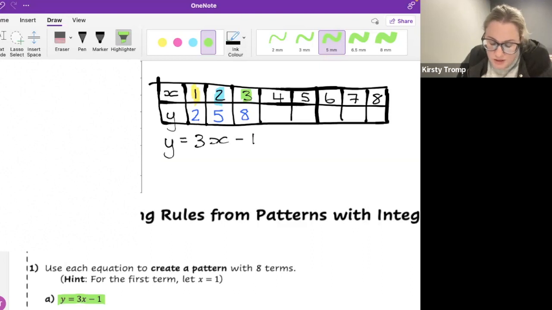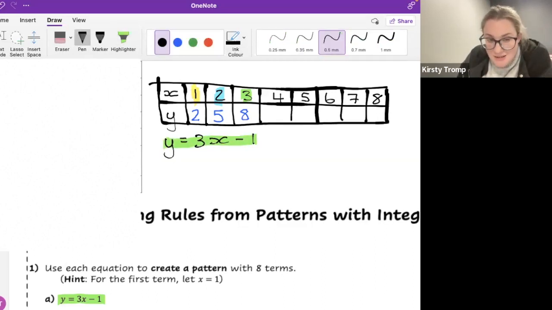No problem, Mufaro. Does it make sense that y is equal to 3x minus 1? That's what they gave you. Can you see that? Yes, ma'am. Okay, so what's actually happening between the 3 and the x?